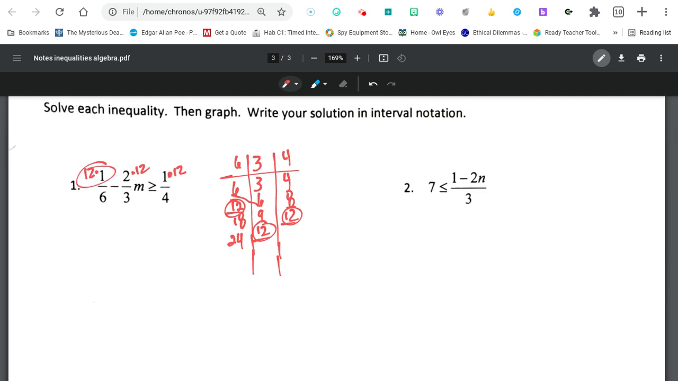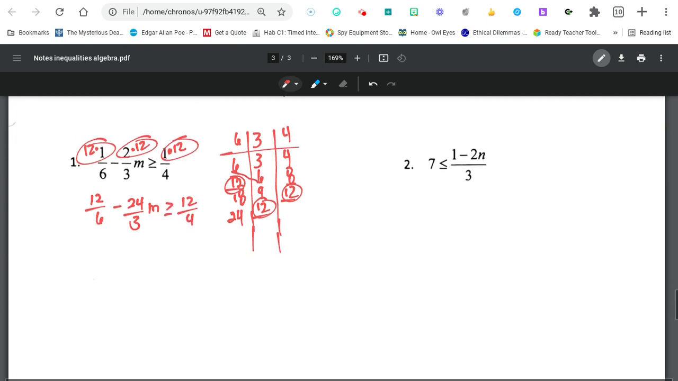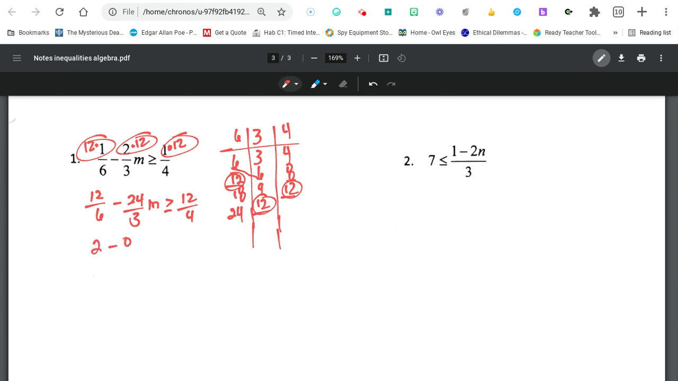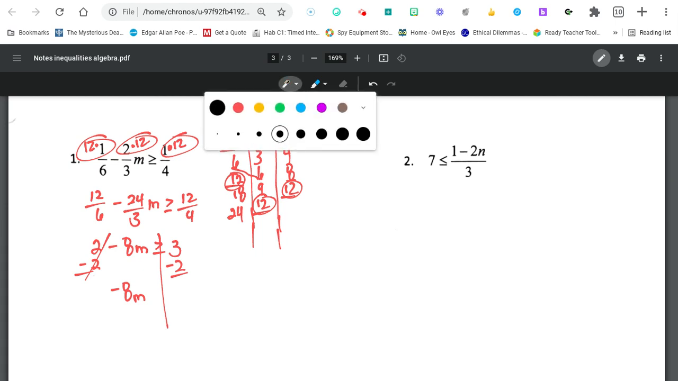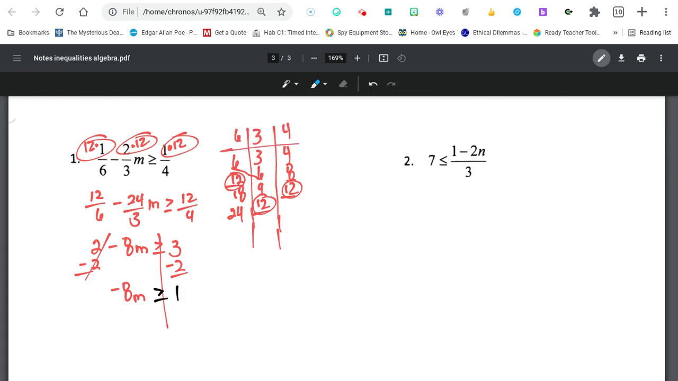So I'm going to multiply each term by 12 to get rid of these fractions, okay? So I end up with 12 times 1, which is 12, divided by 6. 2 times 12 is 24 divided by 3, and put your m. 1 times 12 is 12 divided by 4. And let's just see what we get. That's going to give us 2 minus 8m greater than or equal to 3. Now you've got a basic two-step inequality without the fractions. So I'm going to subtract 2 from both sides. So you get negative 8m greater than or equal to 1.